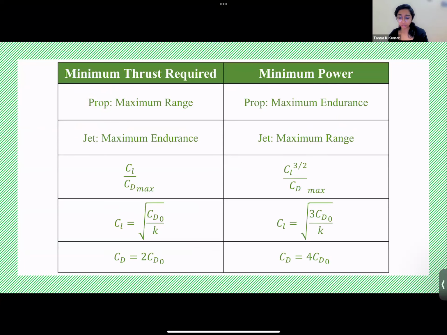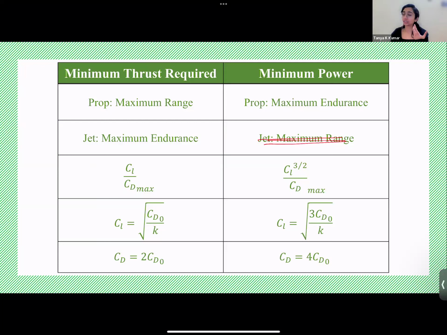Then, this was a graph that I'd shown in the last class. There is a change here. This is wrong. In the last class, we had only seen that minimum thrust corresponds to maximum range and minimum power corresponds to maximum endurance. There was some confusion regarding that, so I added another line to clarify this.